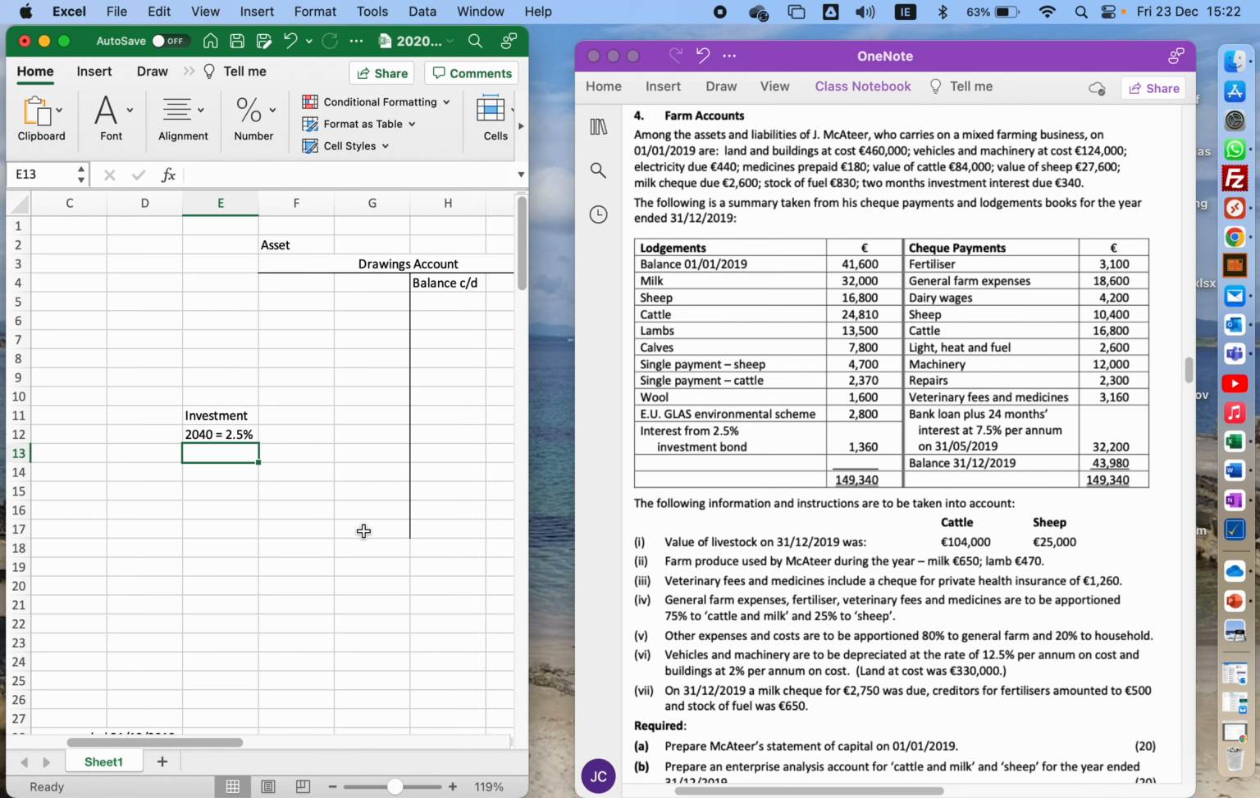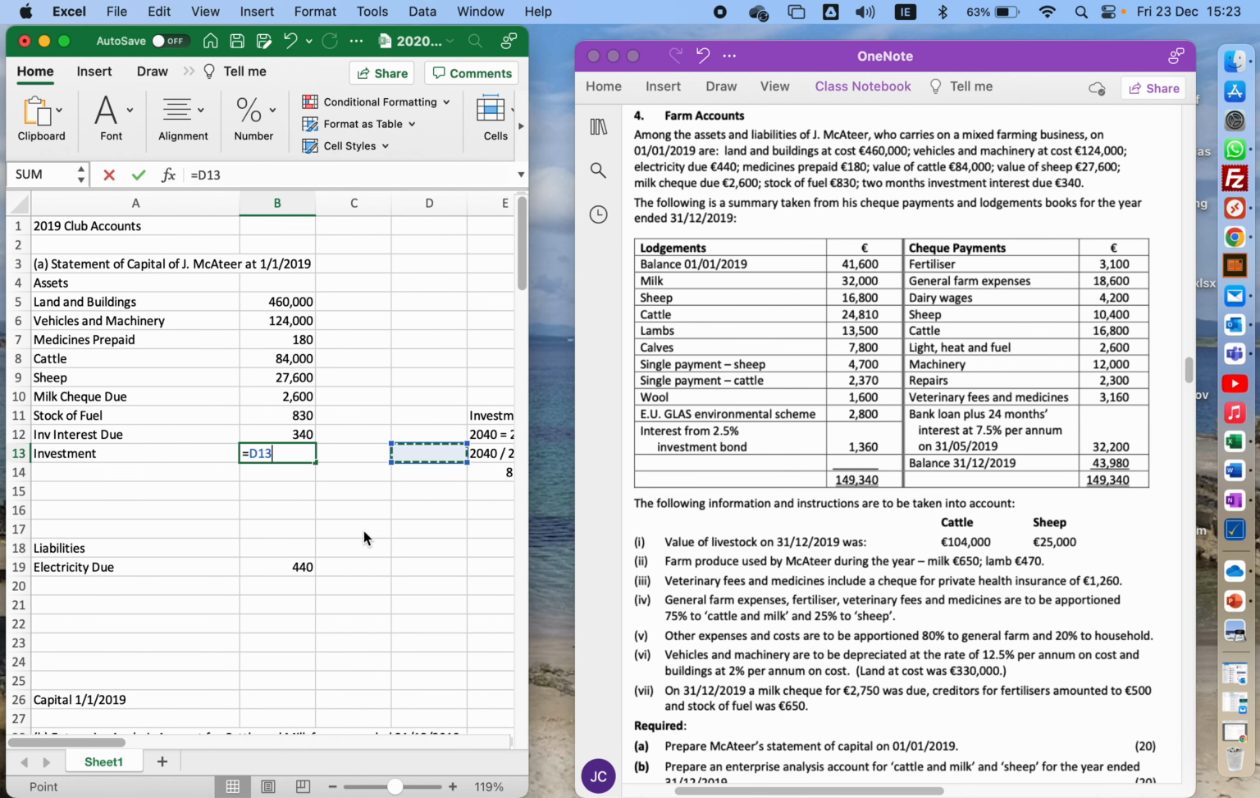So if I divide 2040 by 2.5 and then multiply by 100, that will give me the value of the original of the investment itself. So the investment is 81,600. Okay, so that's the first thing that came up as I went down through this here. Other thing I see at the top, I've got a figure for bank. I need to put that number in. So bank is 41,600.